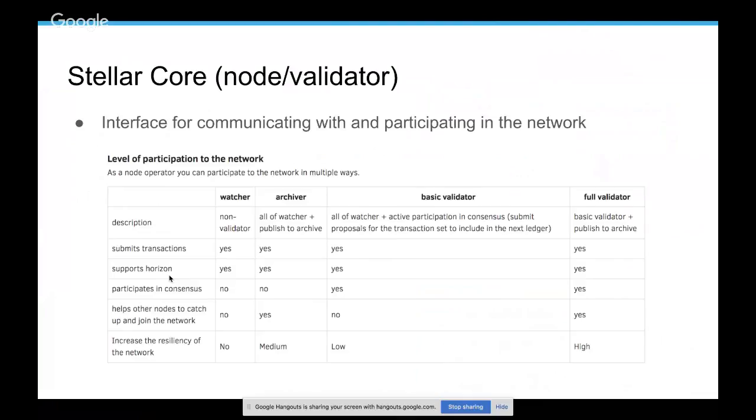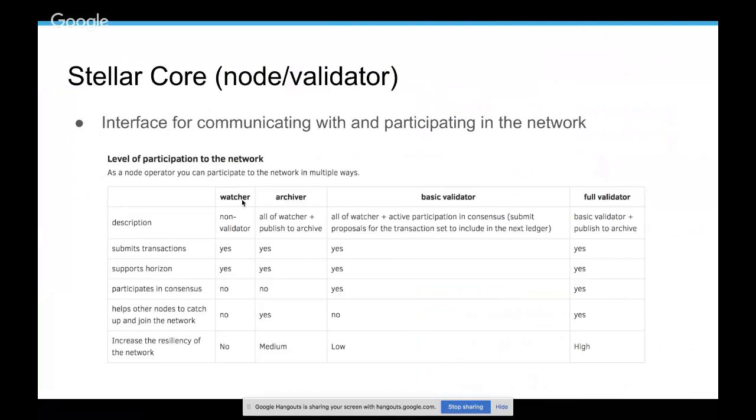Some of the other things that a Stellar Core instance does: it is the final interface for submitting transactions to the network. It supports that Horizon instance that I just discussed. It participates in consensus, which we'll talk about in a couple minutes. Essentially, this is the heart of the network. And Stellar, unlike Bitcoin and Ethereum, has 4 different types of these validator instances.